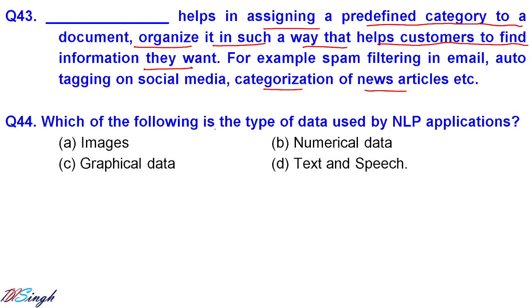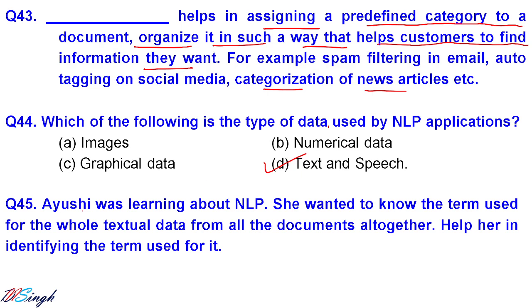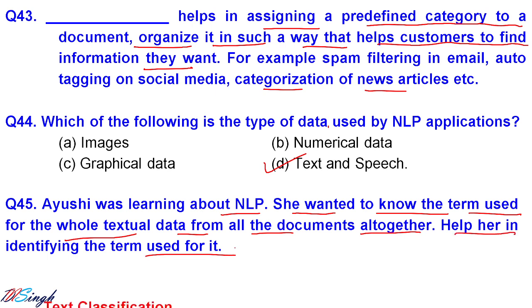Which of the following is a type of data used by NLP application? Text and speech is a type of data that is used by natural language processing applications. Iuc was learning about natural language processing. She wanted to know the term used for whole textual data for all the documents all together. Help her to identify that term.